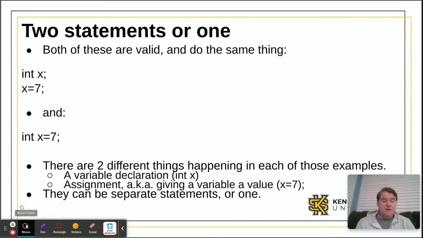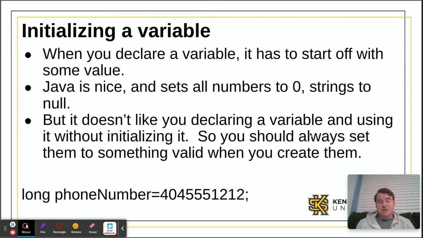All right. So next up, we have initializing a variable. When you declare a variable, when you create one, when you say int x, you really should always go ahead and set it to a value. Even if you don't really know what value it's going to be eventually, you should start it off as a known good value. Java is nice, and it generally sets all things to a reasonable starting position, so it sets all numbers to 0 to start with.